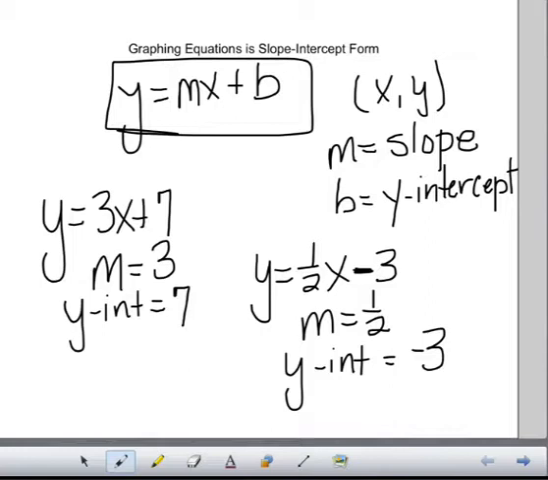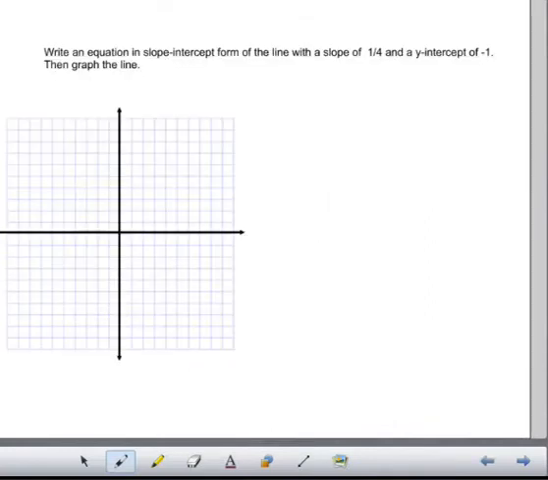Okay, now let's look at some problems using that. So it says write an equation in slope-intercept form of the line with a slope of 1/4 and a y-intercept of -1. Then graph the line.